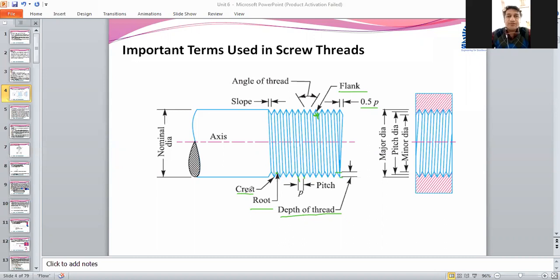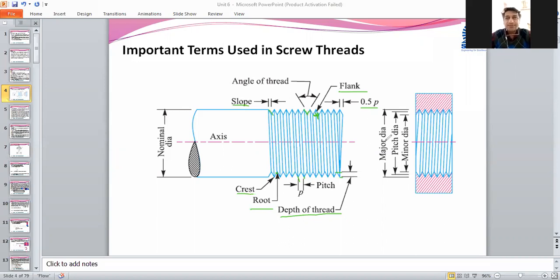The lowermost is known as the root and the uppermost is known as the crest. Then the slope which has been provided is denoted by the slope on the thread. The angle of the thread is nothing but the V-shape angle which has been made; you are going to call it the angle of thread.